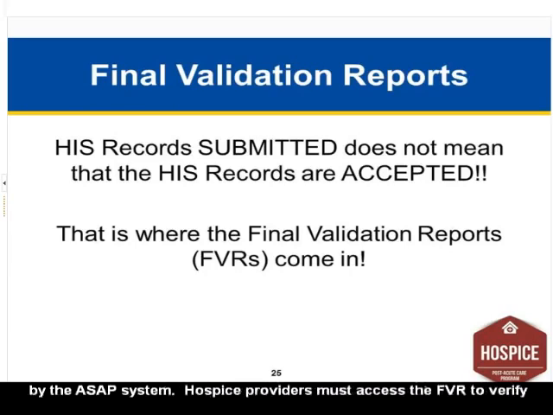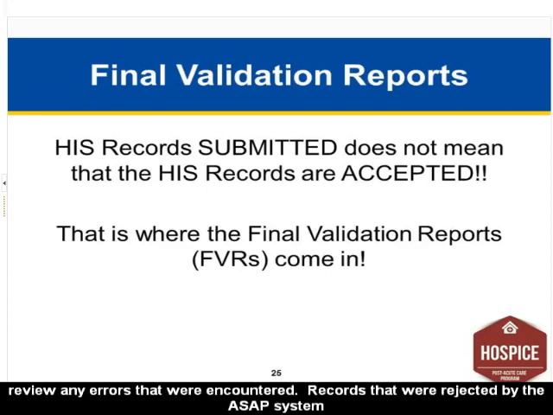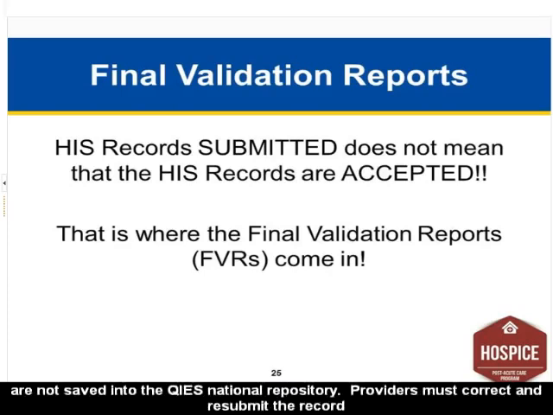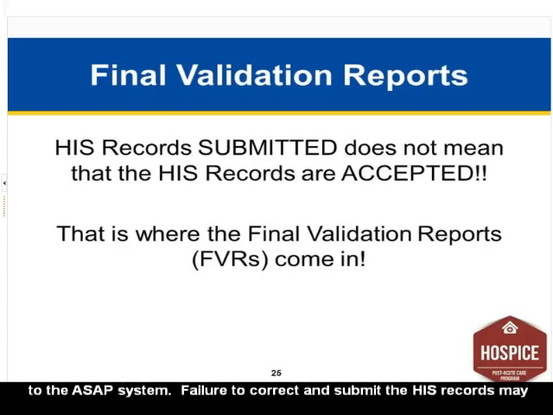Hospice providers must access the FVR to verify the status of the record processing. That is, to identify whether the HIS records contained in the submission file were accepted or rejected, and then review any errors that were encountered. Records that were rejected by the ASAP system are not saved into the KEYS National Repository. Providers must correct the errors that caused the record to be rejected and resubmit the record to the ASAP system. Failure to correct and submit the HIS records may jeopardize the QRP compliance. Shortly, you'll be provided with a demonstration of how to access these reports. But first, let's review the steps to doing so.